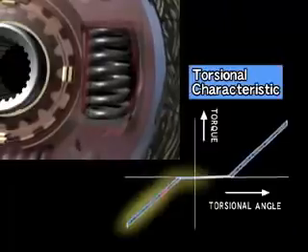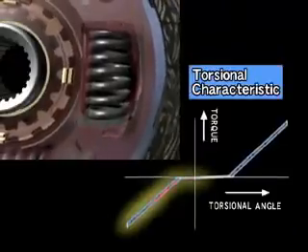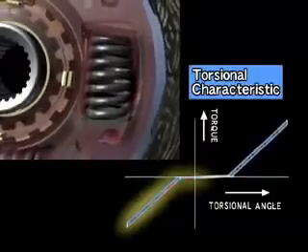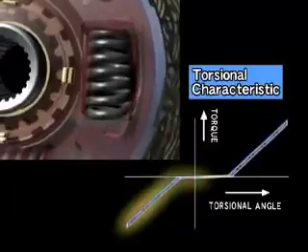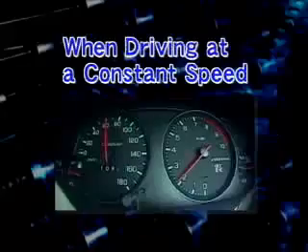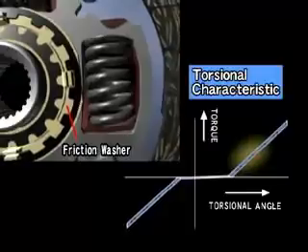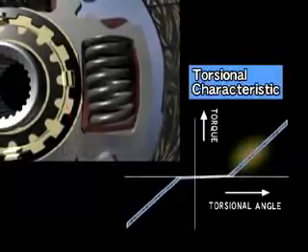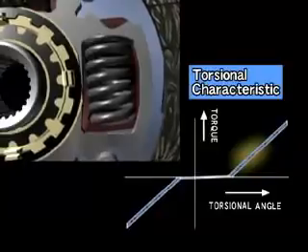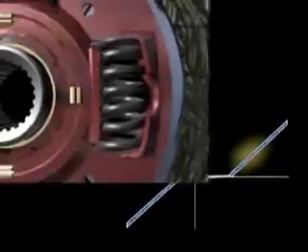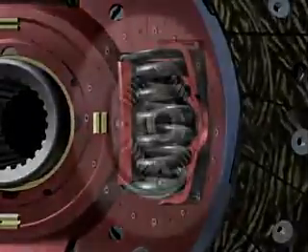During engine braking, the torsion springs are compressed in the opposite direction compared to when accelerating to absorb the shock of deceleration. When driving at a constant speed, fluctuations in engine revolution are absorbed by the torsion springs and friction washers. This reduces the amount of chattering noise transmitted to the transmission and the differential gear.